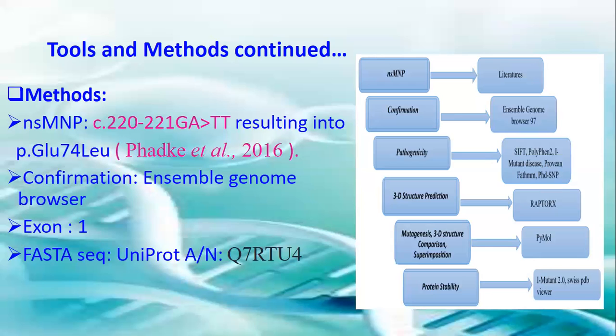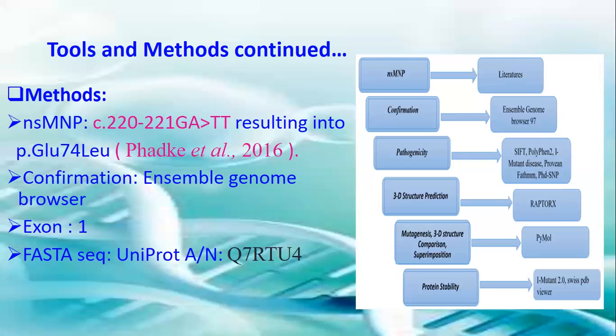16. For confirmation, we searched in the Ensemble Genome Browser. This was reported in the Ensemble Genome Browser. We search in Ensemble to see whether this type of mutation is possible, whether it is a valid mutation or not. For the FASTA sequence, we use UniProt, and the accession number is KM7RTU4. On the right side, we have the overview flowchart of our project.